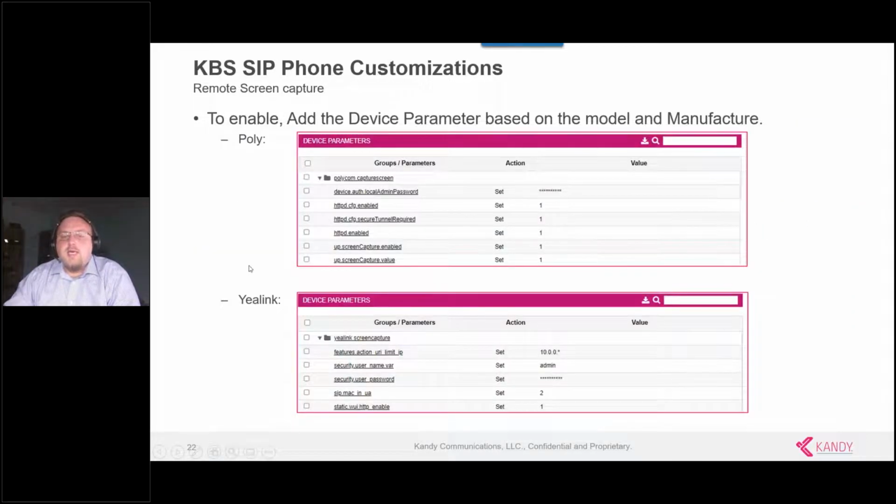Same thing again with Yealink. Yealink works a little bit differently. You do have to specify the network range, so the IP address range, and you do have to be on that local network. You do have the ability to set that to all, but for security reasons, we would certainly recommend that you keep that only to your internal network as opposed to allowing any IP address to access that.